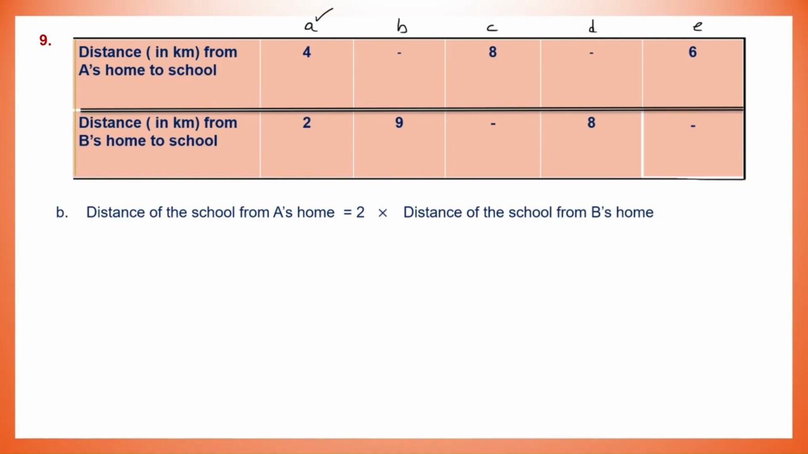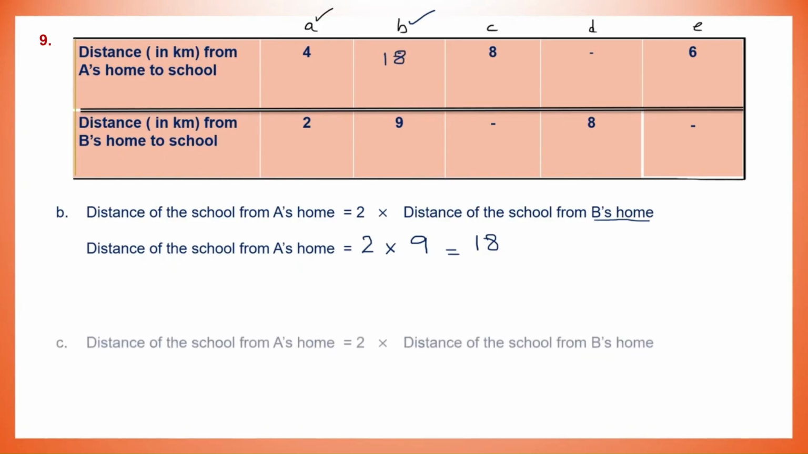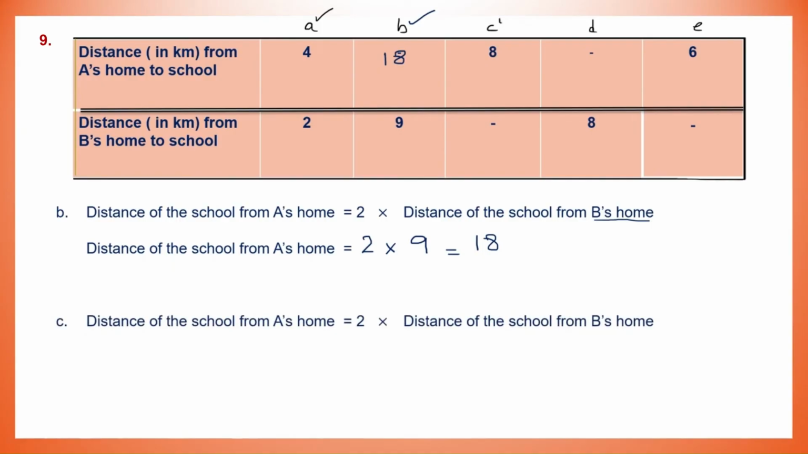So the steps are like this. The distance of the school from A's home is 2 into the distance of the school from B's home. This first step is used everywhere for all the questions. Now, the distance of the school from A's home will be 2 into the distance from B's home in question B, which is 9. 2 into 9 is 18 kilometers. So we can write the answer here as 18 kilometers. We have found the answer there. Now let's go to C. Question C. This time A is given.